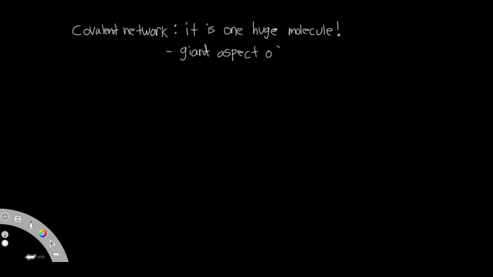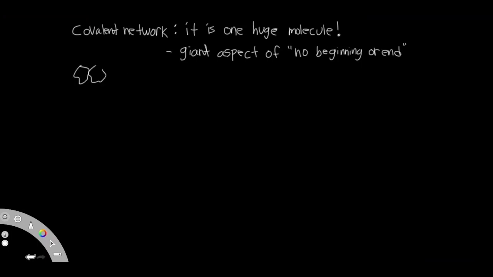Next, in a covalent network, it is one huge molecule. I'm just going to preface this at the beginning with an exclamation mark. It is one huge molecule. So what do I mean by that? This means that there is a giant macromolecule, with a giant aspect of no beginning or end. Now don't take it literally, but it's quite difficult to figure out where this beginning or end is.